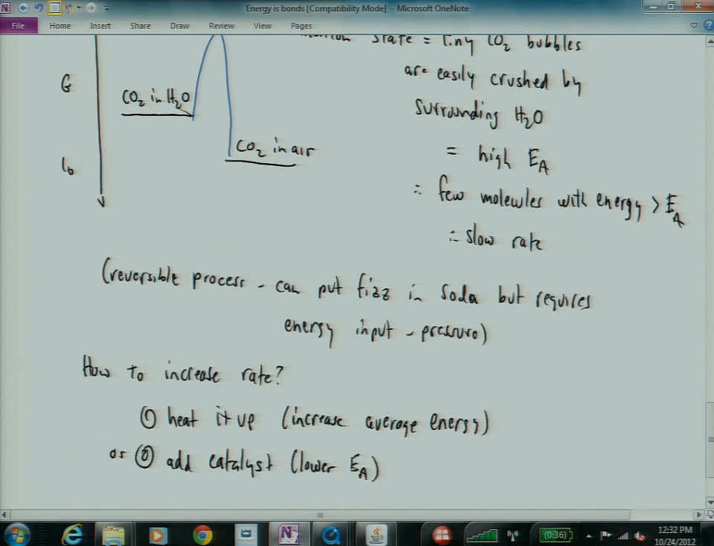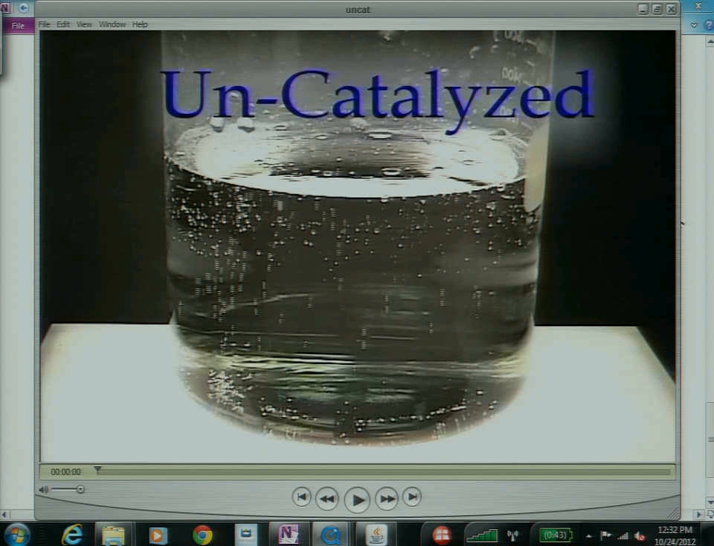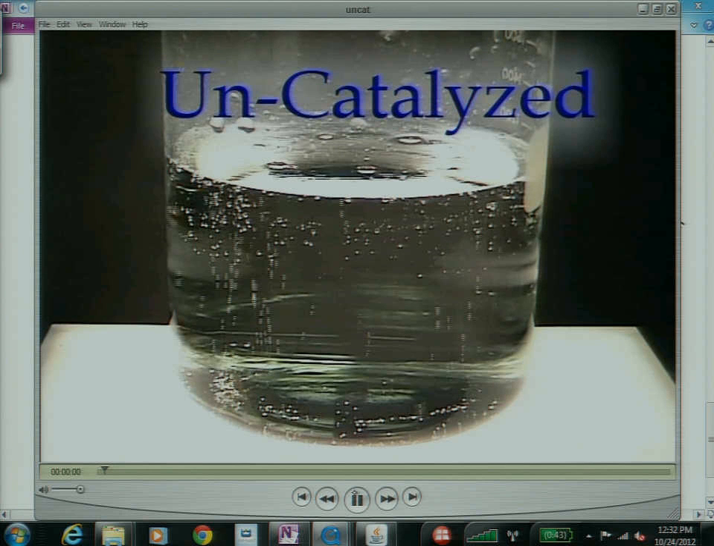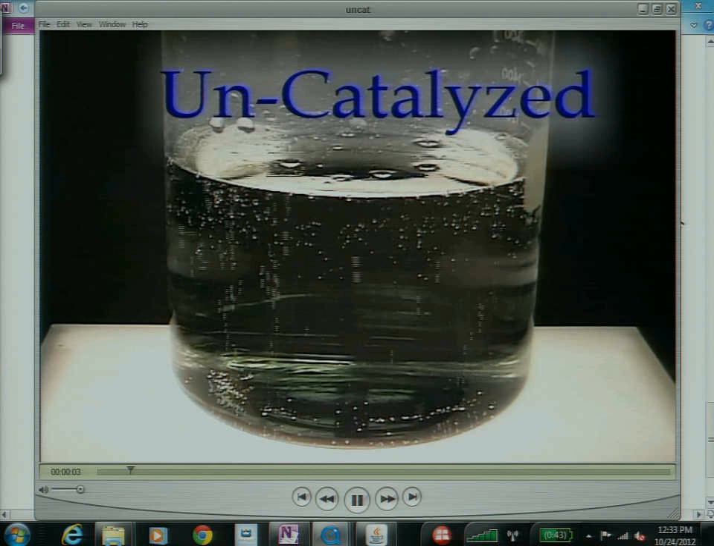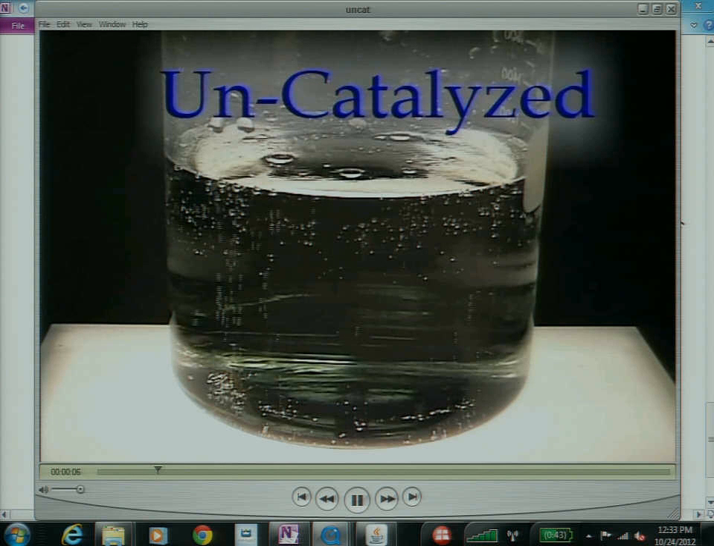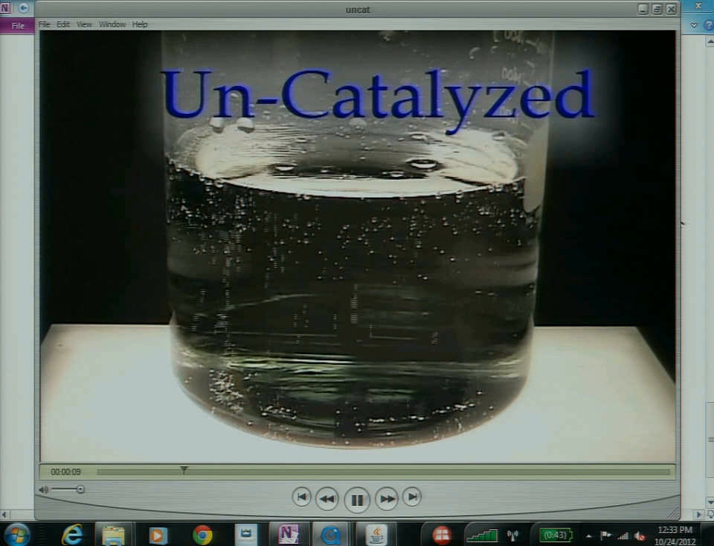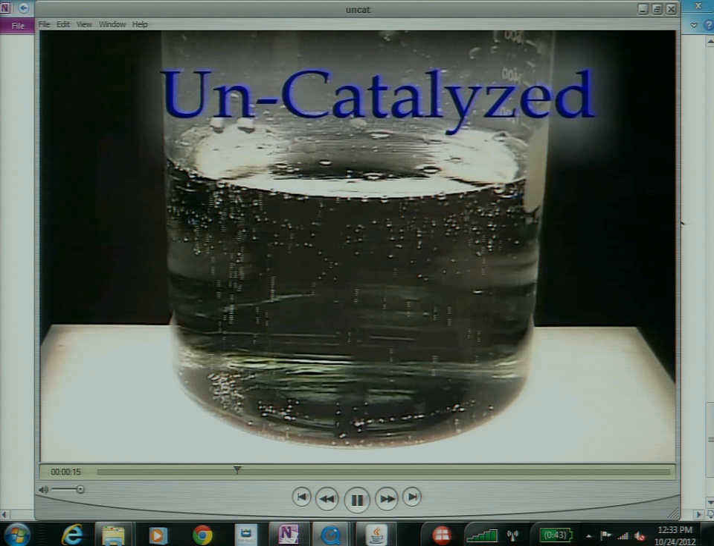So this is uncatalyzed, your standard soda. It's sitting in a beaker, and the bubbles are coming out relatively slowly. One of the interesting things is most of the bubbles seem to be starting down at the bottom, which I can explain at the end. But it's bubbling relatively slowly. That's your standard soda at room temperature.